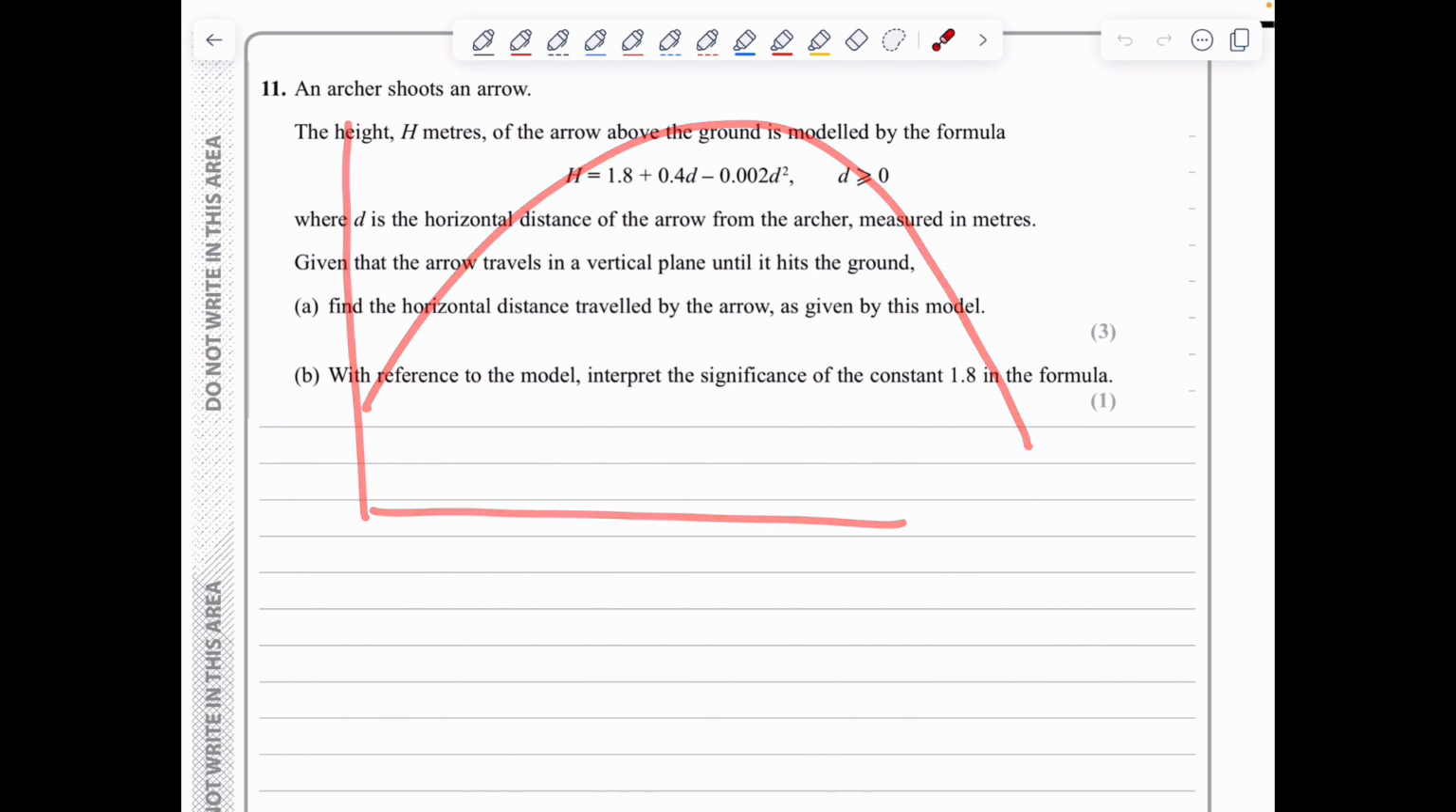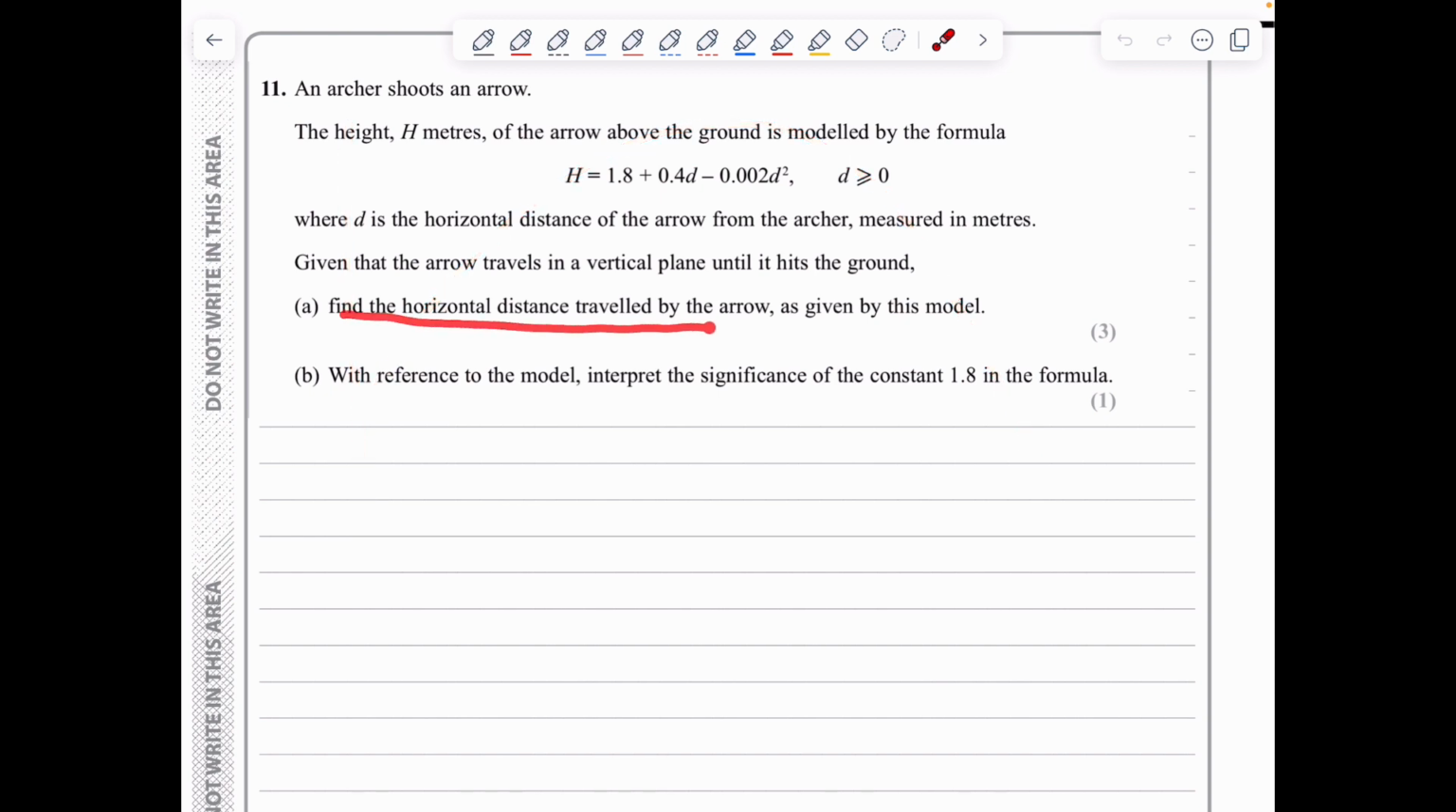And in part A, we need to find the horizontal distance traveled by the arrow as given by this model. When the arrow hits the ground, then capital H is 0 because it's exactly on the ground, which means we need to solve minus 0.002d squared plus 0.4d plus 1.8 is equal to 0. We can use the quadratic formula function on the calculator. I will show the substitution here.